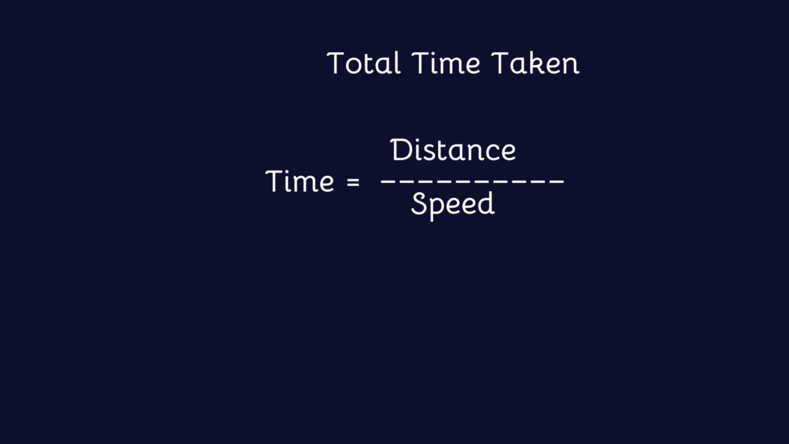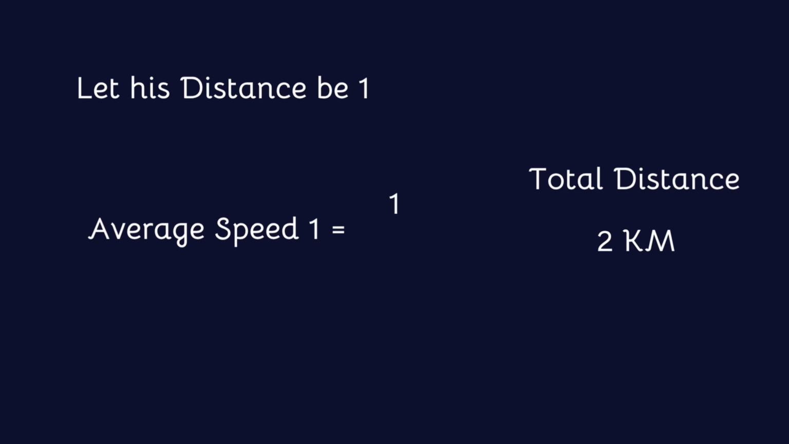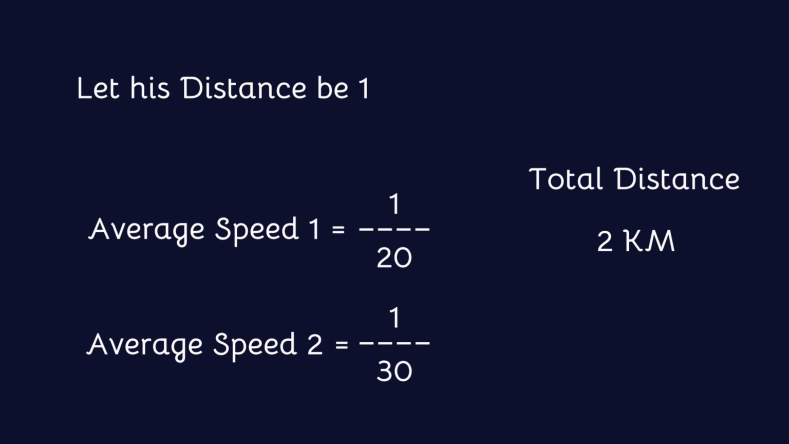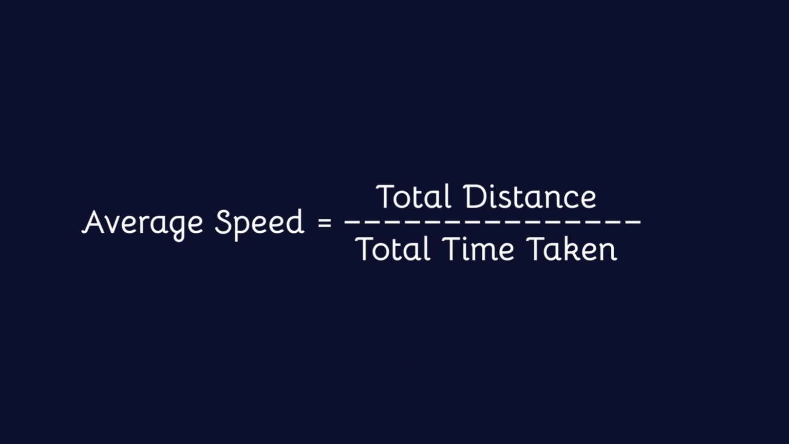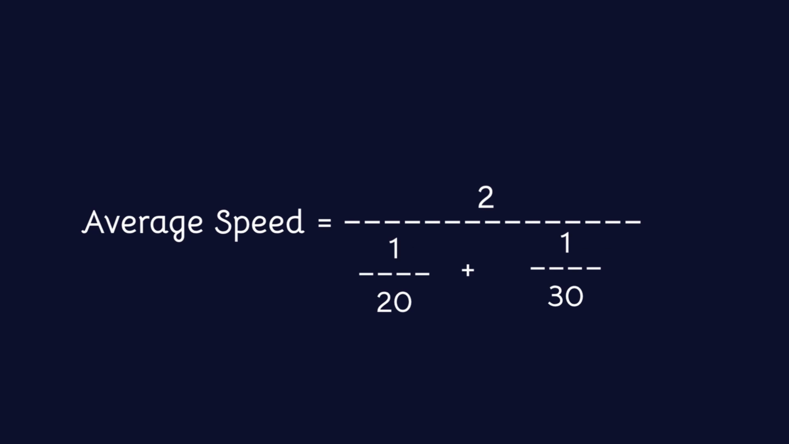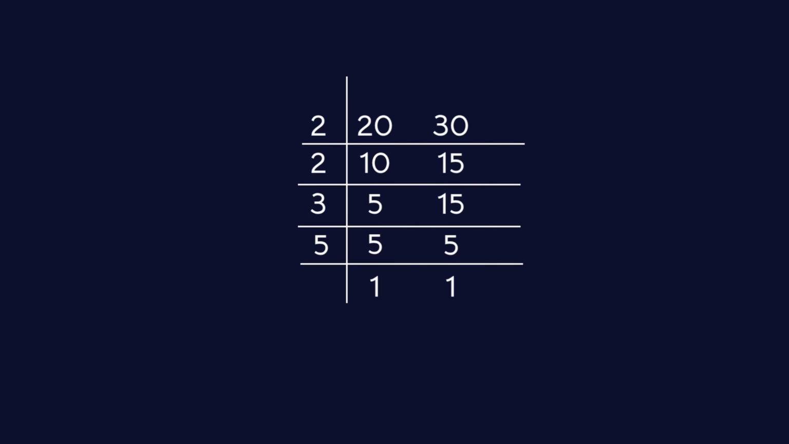We know the time equals distance divided by speed. So we can write that time 1 equals 1 divided by 20 and time 2 equals 1 divided by 30. Let's plug in the values. We have average speed equals 2 divided by 1 divided by 20 plus 1 divided by 30. Now we need to find the LCM of the denominators 20 and 30. So the LCM would equal 60.